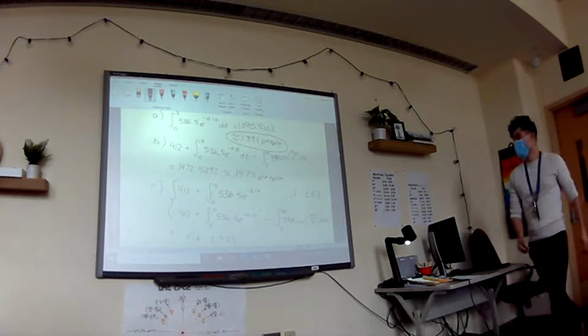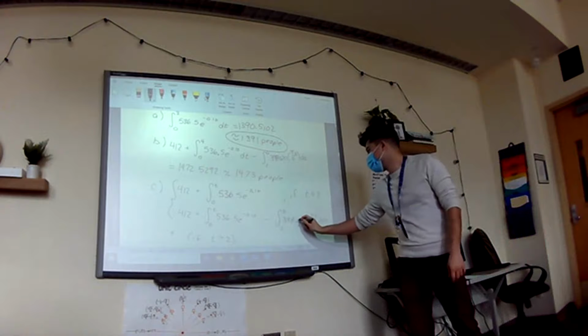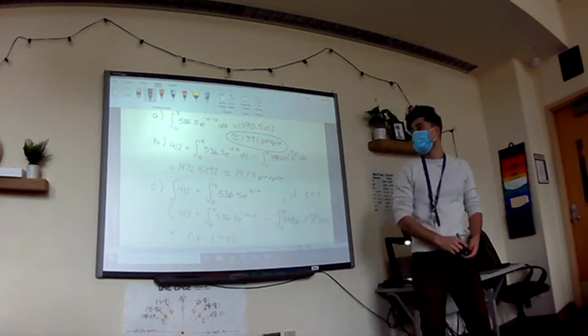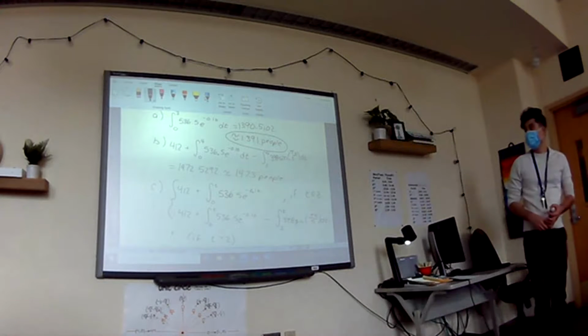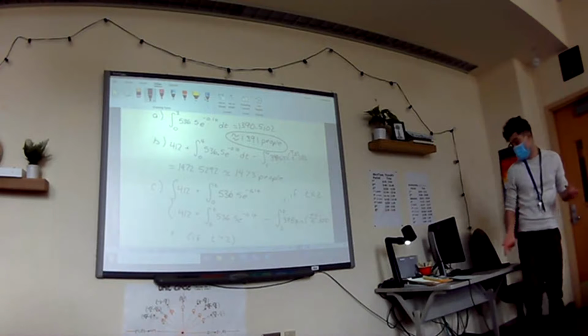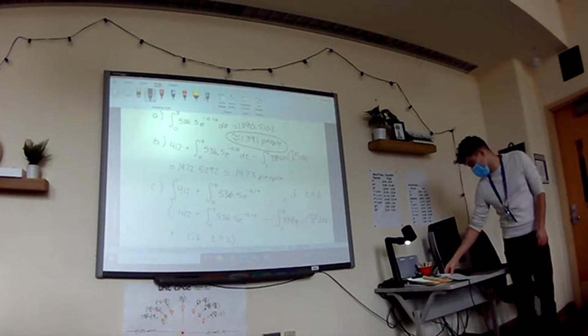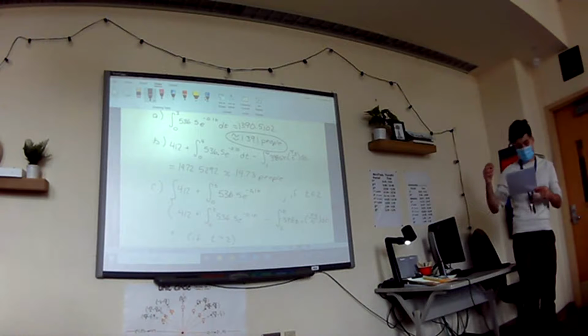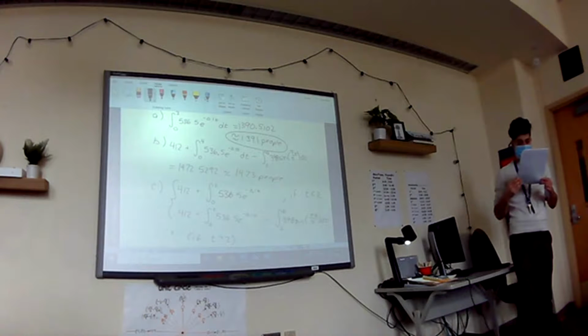Wait, so you don't even need to solve the C? Yeah, for C there's nothing to solve. It just tells you what it would be at any time t. It's not specific enough to solve for a number.